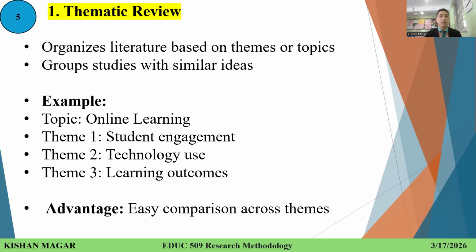So let's take an example here. If there is a topic called online learning, there can be three themes I have brought here. Theme number one is student engagement, theme number two is technology use, and theme number three is learning outcomes. According to the themes, the groups of students or scholars will do the research or the discussion on the basis of theme, and they will conclude the theme. So this is one very simple example I have brought about the thematic review.